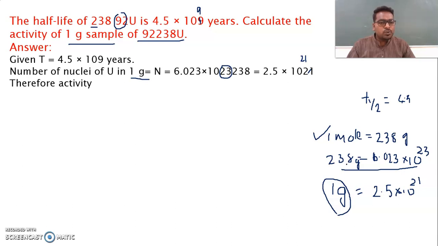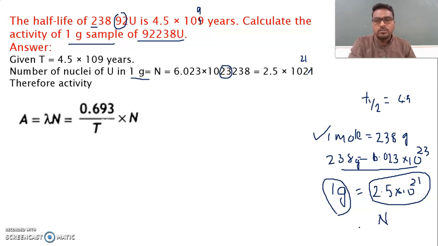And this 238 gram contains 1 Avogadro number of molecules, that is 6.023 into 10 to the power of 23. So 238 gram contains this much number of molecules, then what about 1 gram? If you do the calculation, you will get 2.5 into 10 to the power of 21 number of molecules. So this is equal to N.